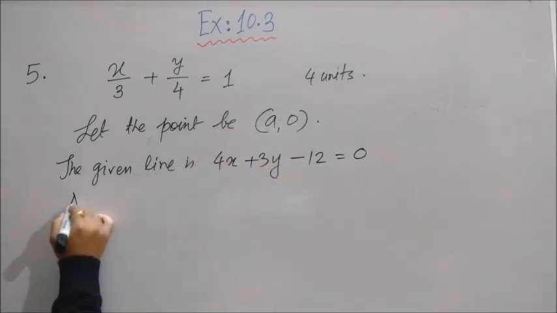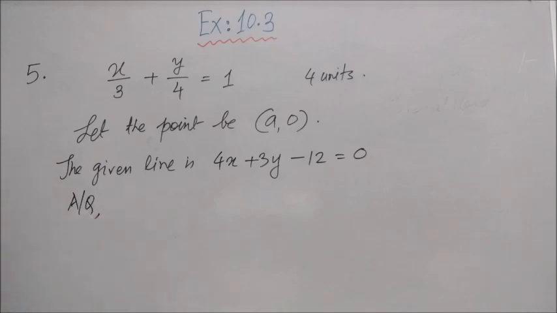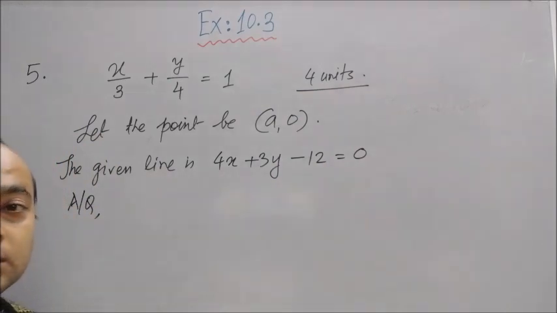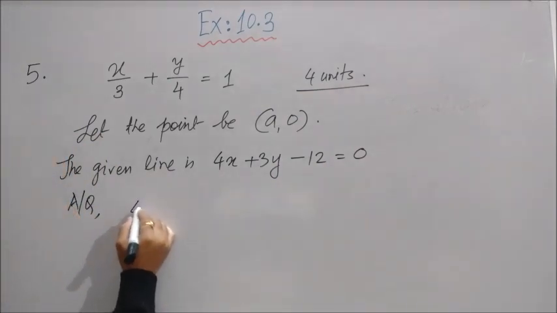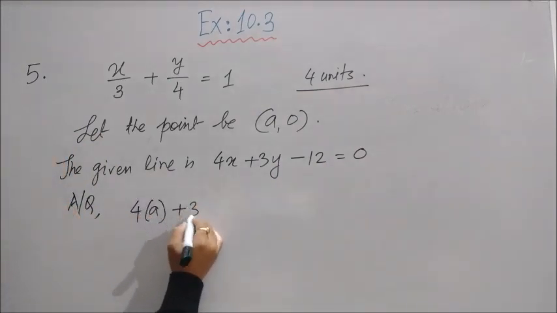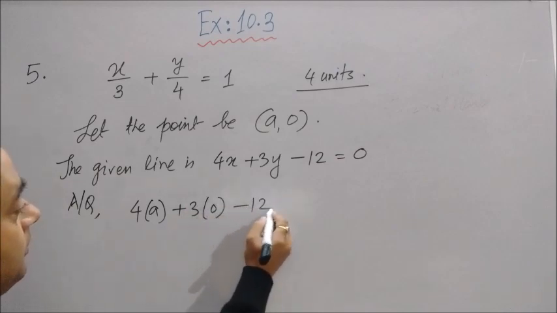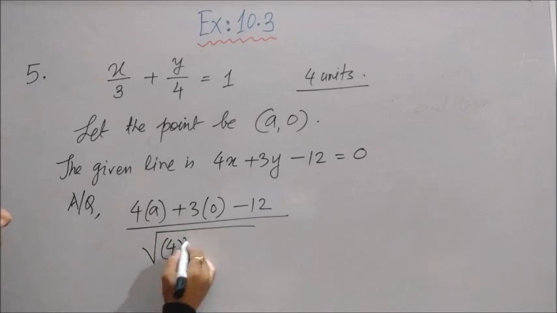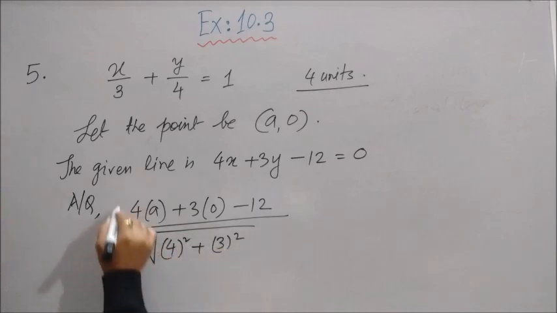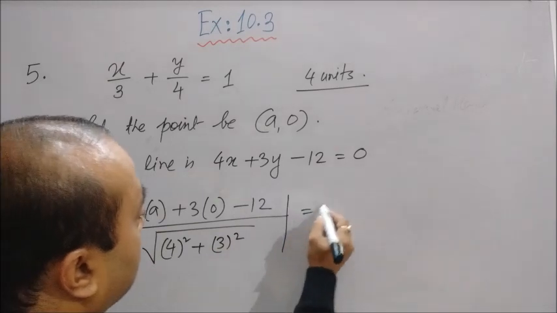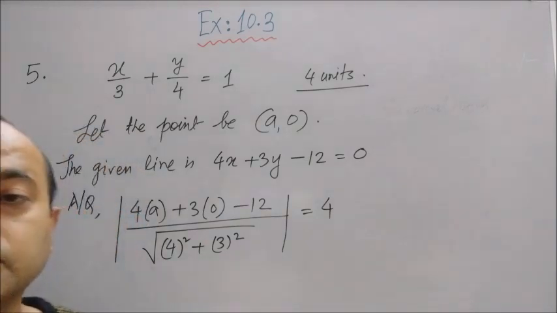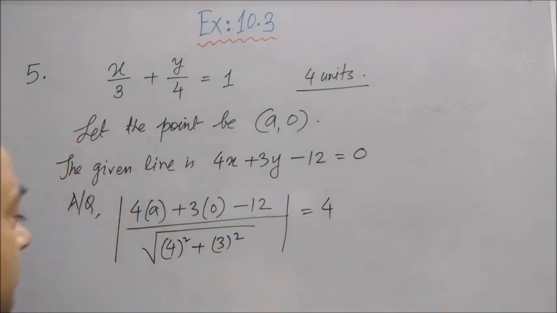According to the question, the distance between this point and this line is 4 units. So we will write down the modulus of 4 into a plus 3 into 0 minus 12 upon the square root of 4 square plus 3 square, is equal to 4. And from this equation we have to find the value of a.